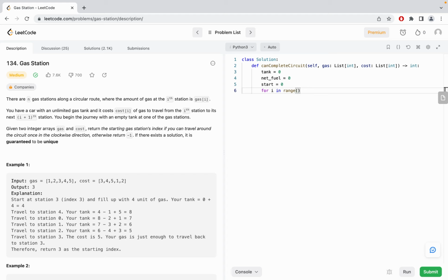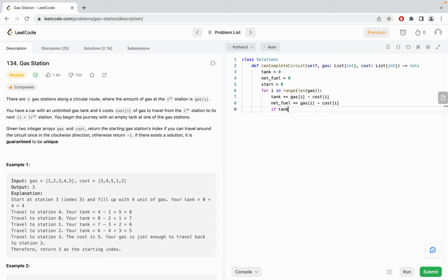So for i in range length of gas, this is just iterating through the gas array. And then we're going to say, well, we want to add to our tank gas of i minus cost of i. This is our consumption, right? How much gas we have minus how much gas we have to spend. Net fuel is also going to be the same thing. Remember, these 2 variables are basically the same, but net fuel is never reset.